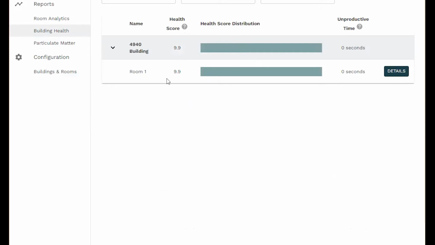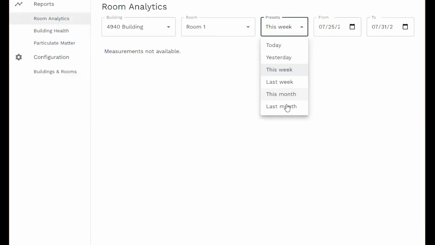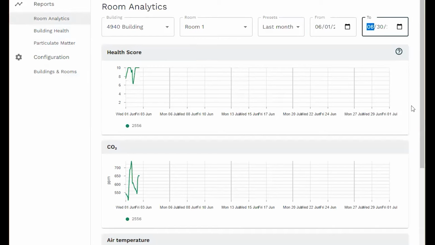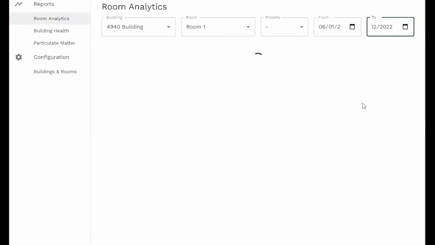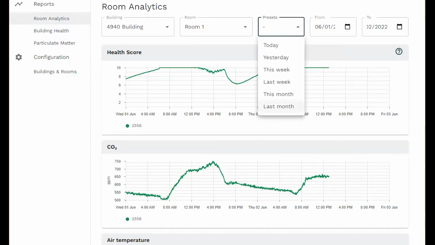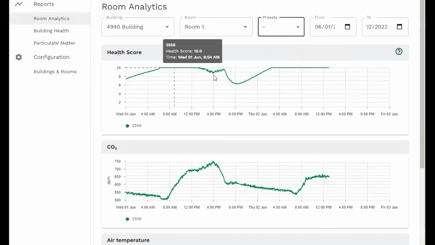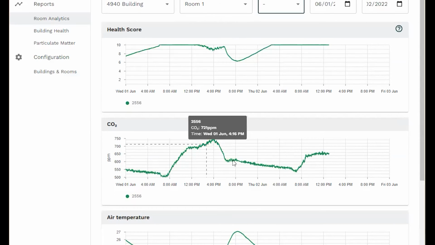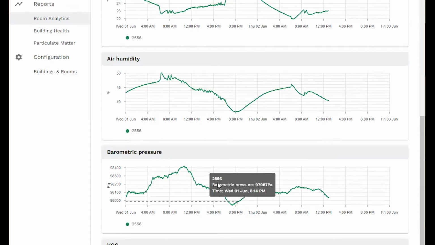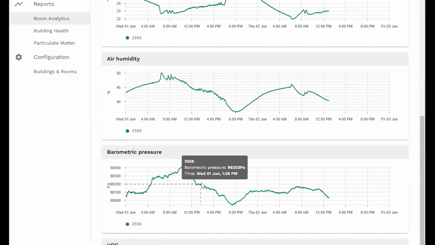And then you can get down to the room level, analyze room analytics. So last month, if I could just pick a day instead of maybe the whole month, I can see a little bit more granularity there. There's presets you can select. But if we're looking at this day, here's a health score. Here's CO2 over the course of a day, air temperature, humidity, barometric pressure. I guess I didn't know it did that. And VOCs. So yeah, that's what I know now about Airica.